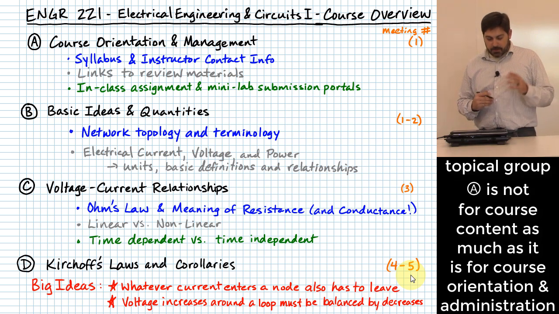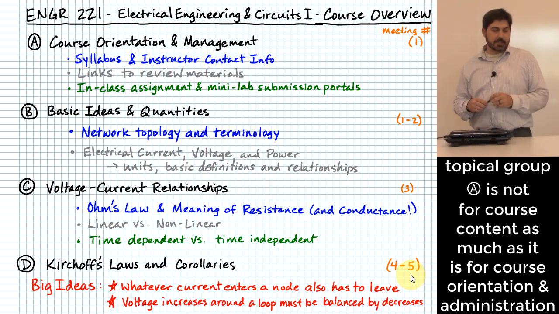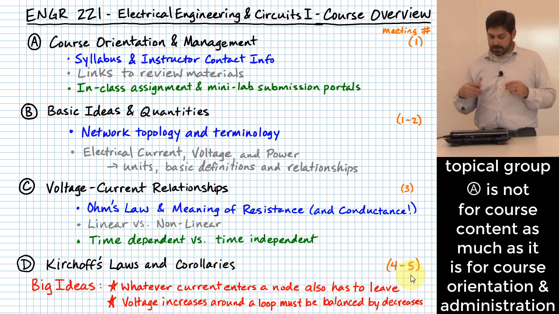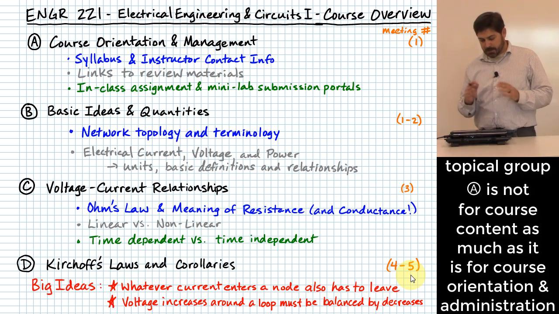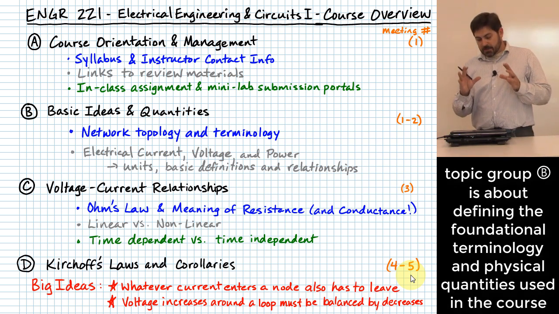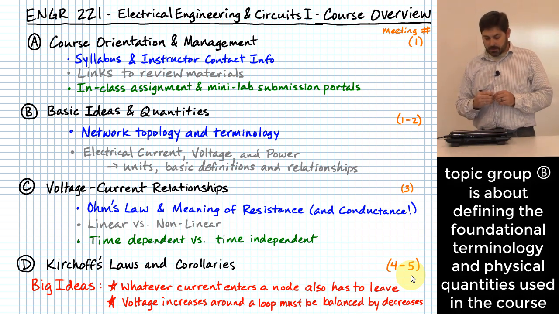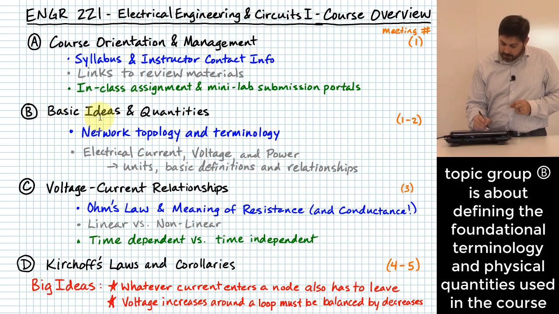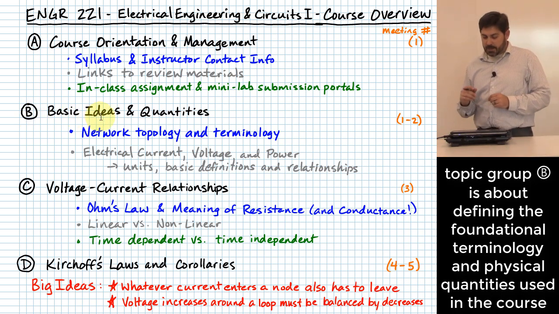Okay, so things that would be included in A might be our syllabus or contact info for me or links to your review materials or in-class assignment mini-lab submission portals. But we're going to move on now into the big ideas or the basic ideas of this course, okay? So B here says basic ideas and quantities.